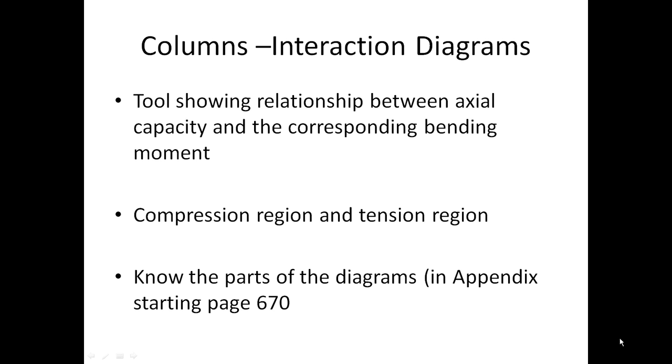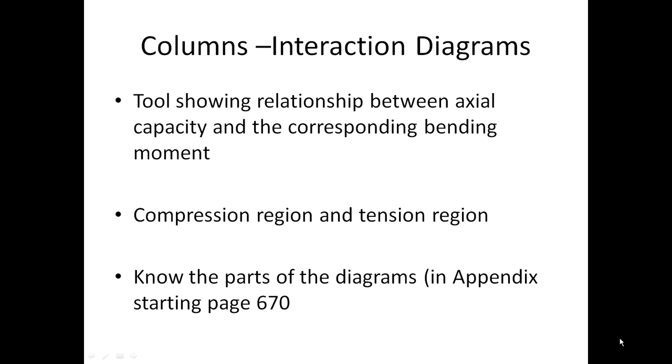In an interaction diagram, you'll notice several parts. The shape of the interaction diagram will reflect that there are portions and combinations of axial load and bending moments which will cause failure by the concrete crushing, or a compression controlled zone. There are other parts of the interaction diagram where just the opposite will happen, that the steel will actually yield in tension, and we call those tension controlled regions. You have a variety of interaction diagrams in your appendix of your textbook starting on page 670.